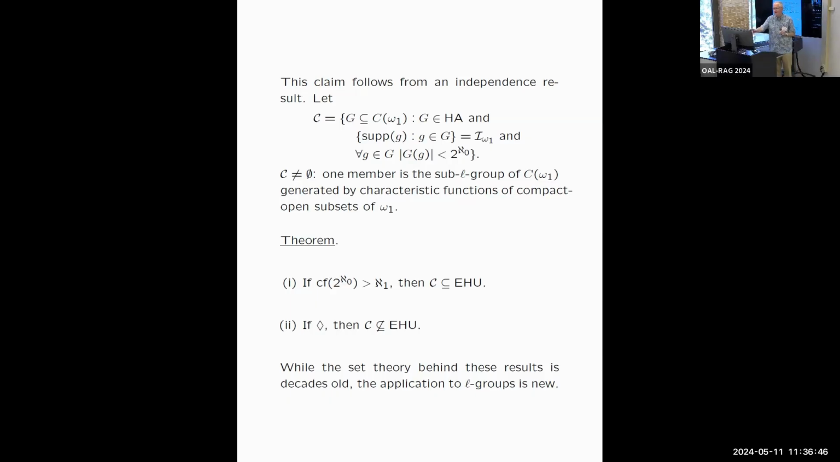However, if you make certain extra assumptions, you get different answers to the question, is C contained in EHU? Is every element of script C embeddable into a hyperarchimedean strong unit? If you assume the cofinality of 2 to the L of 0 is bigger than L of 1, then every L group in script C can be embedded in a hyperarchimedean L group with unit.